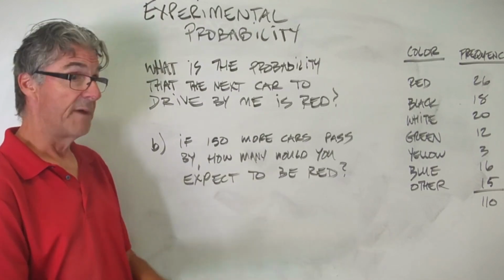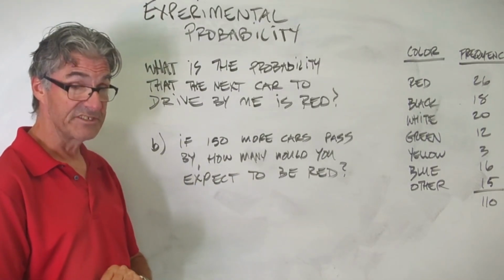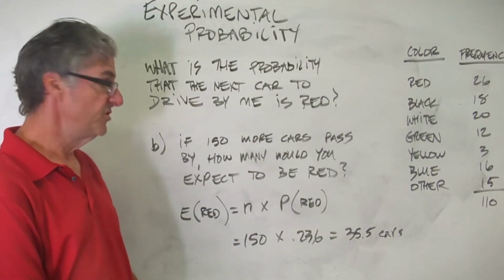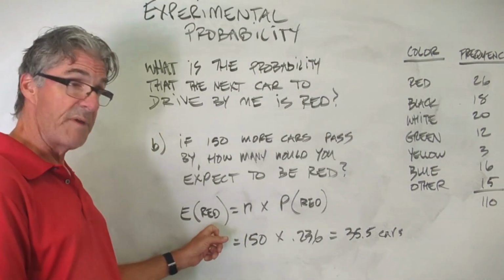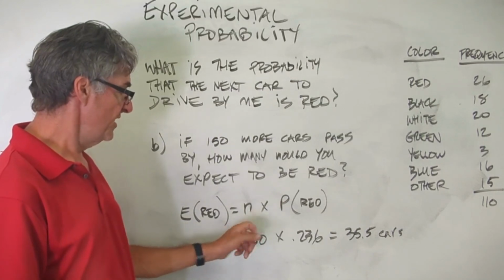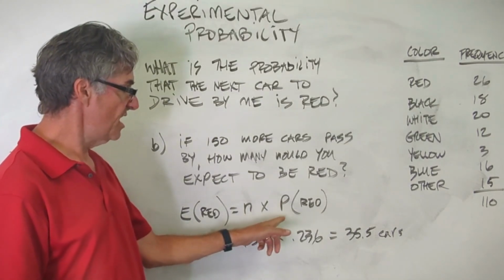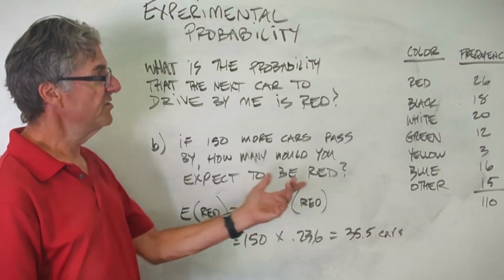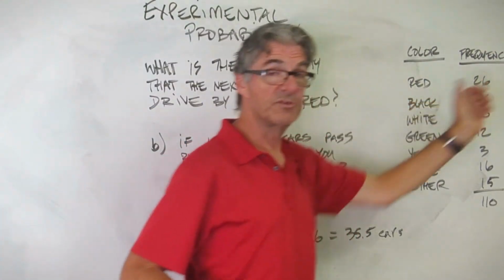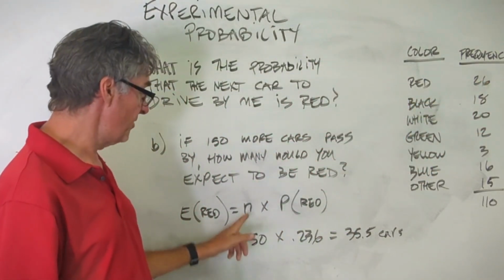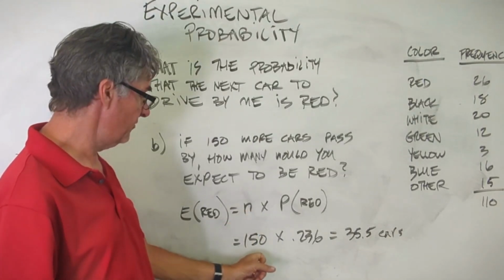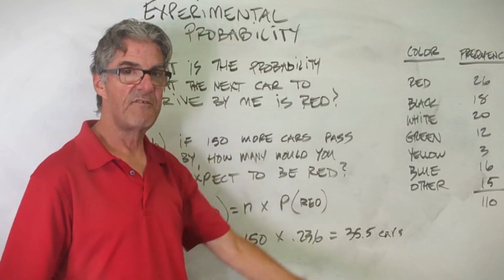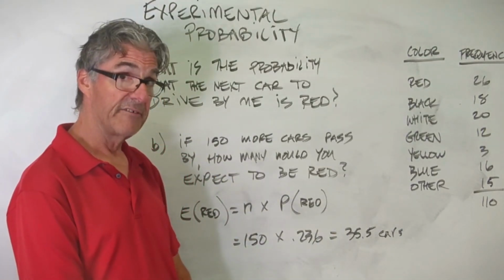Now pause the video. You might want to flip back to your notes from the last lesson to answer this question. If you remember how to calculate your expecteds, you use this equation. What are the expected number of red cars? It's the number of cars that pass by times the probability of red. And we figured out our probability of red by using the relative frequency of red, which was 0.236. So we multiplied our n, which is the number of cars, that was 150, times our 0.236, and that gives us 35.5 cars. So there you have it.